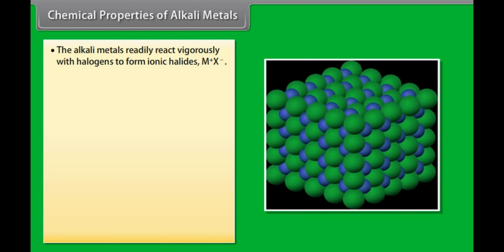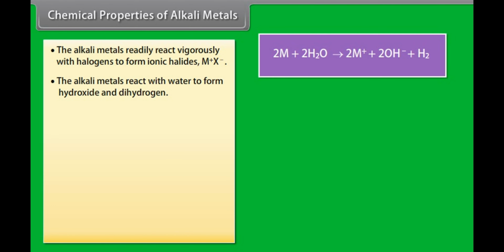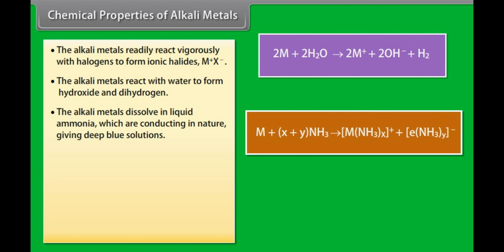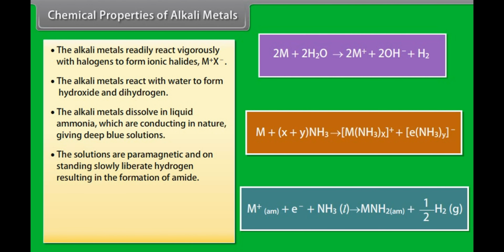The alkali metals readily react vigorously with halogens to form ionic halides, M+ X-. The alkali metals react with water to form hydroxide and dihydrogen. The alkali metals dissolve in liquid ammonia, which are conducting in nature, giving deep blue solutions. The solutions are paramagnetic and on standing slowly liberate hydrogen, resulting in the formation of amide.